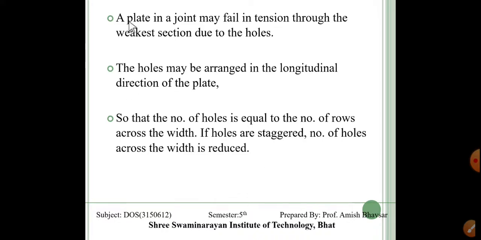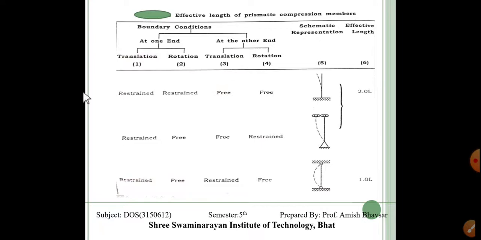A plate in the joint may fail in tension through the weakest section at the holes. The holes may be arranged in the longitudinal direction in the plate so that the number of holes is equal to 2 rows across the width. That is a bolted connection.